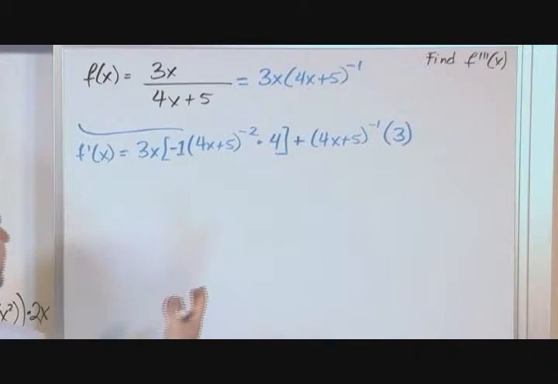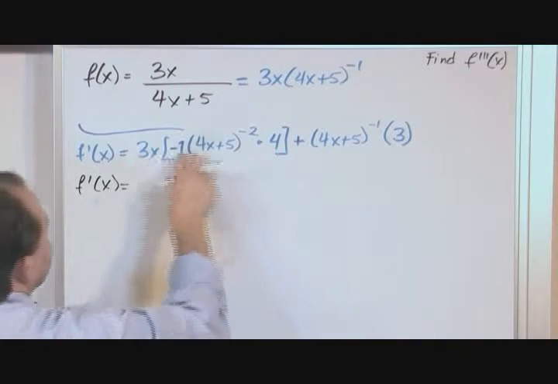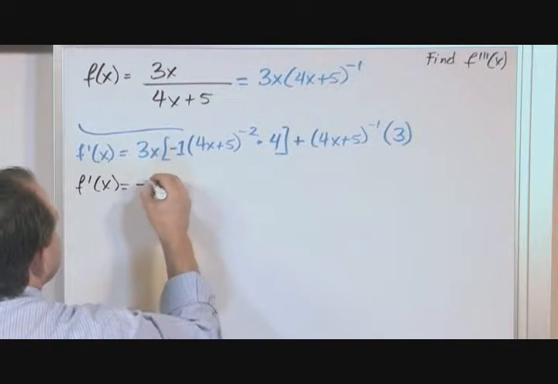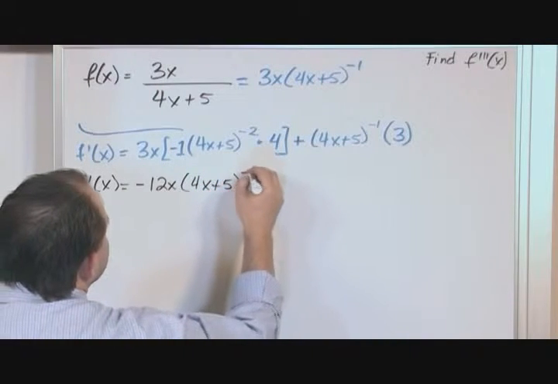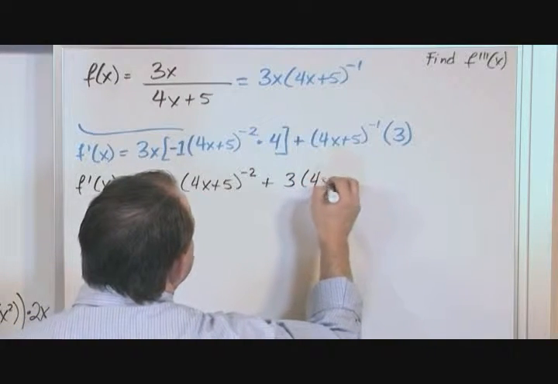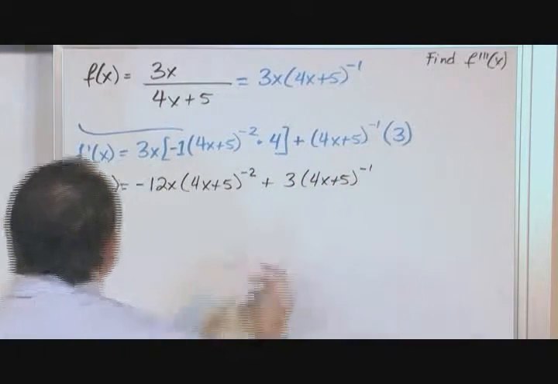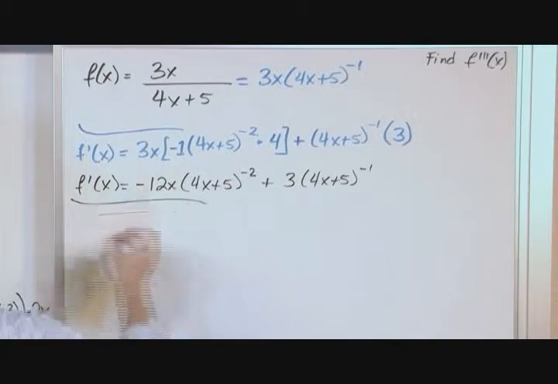The reason you need to do that is because I'm going to take 3 derivatives. If I do that for everything, it's just going to take an enormous amount of board space. So, first derivative, just to clean it up a little bit, 4 times 3 is 12. I have a negative here. Negative 12x, 4x plus 5 to the negative 2, plus 3 comes out, 4x plus 5 to the negative 1. So the first derivative is negative 12x, 4x plus 5 to the negative 2, plus 3, 4x plus 5 to the negative 1.